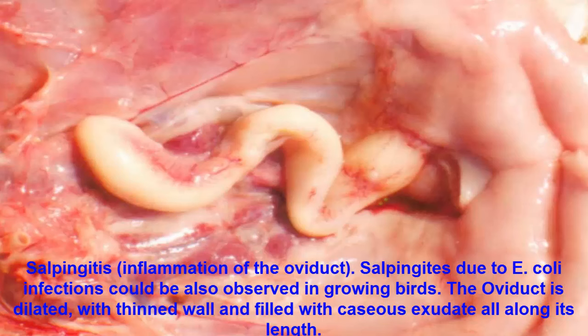6. Salpingitis, inflammation of the oviduct. Salpingitis due to E. coli infections could also be observed in growing birds. The oviduct is dilated, with thinned wall and filled with caseous exudate all along its length.